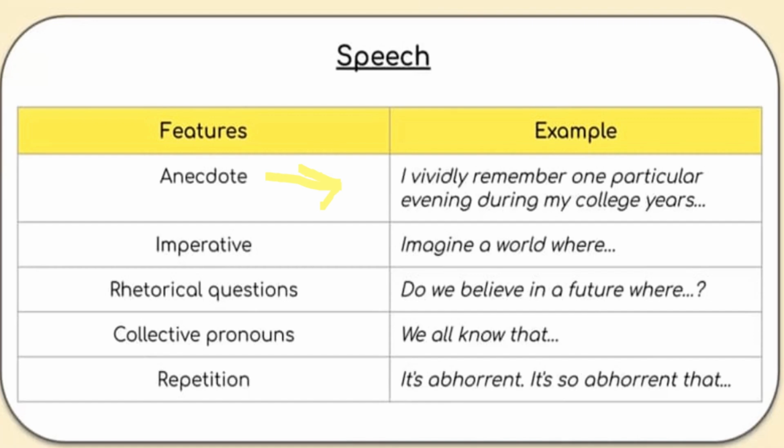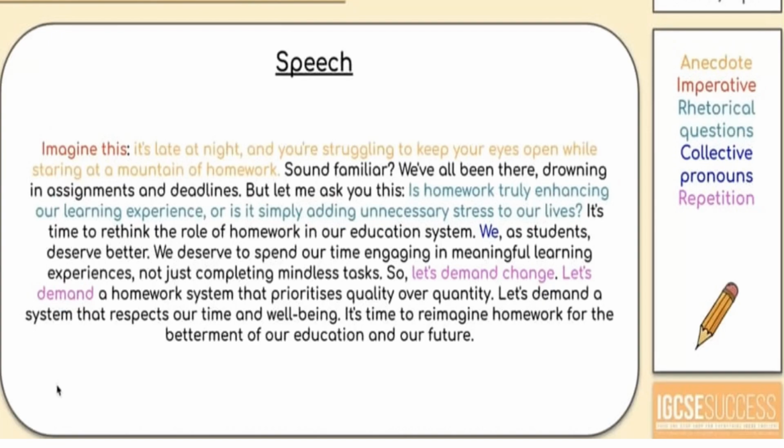Then imperatives I have discussed before. Rhetorical question has also been discussed, and the collective noun and the repetition. You see that such type of repetition is always very effective. So let's look at one sample speech with the maximum of the features. On this slide you can see the key of the colors: anecdote has a certain color, imperatives are in red, and here you can see the example.